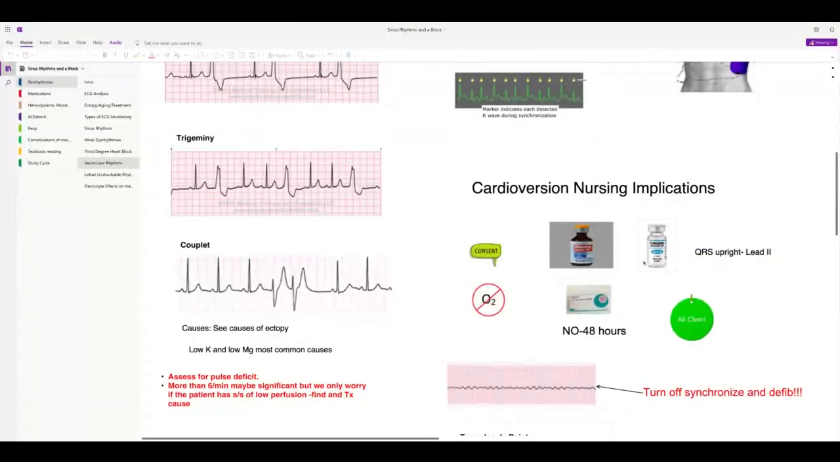Flumazenil, that is the rescue med. You want your QRS upright in lead 2. I forgot to mention that. So lead 2, all these rhythms I'm teaching you are in lead 2.